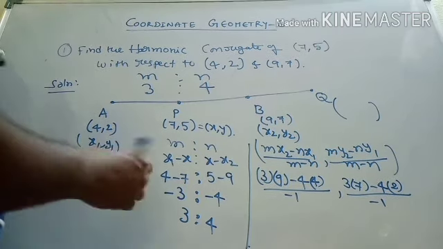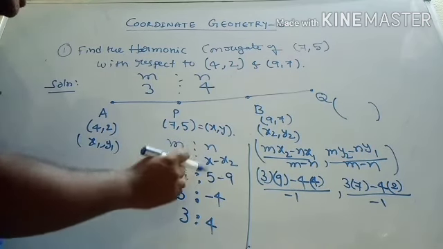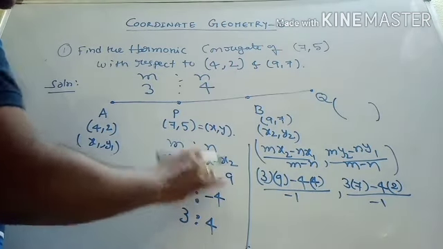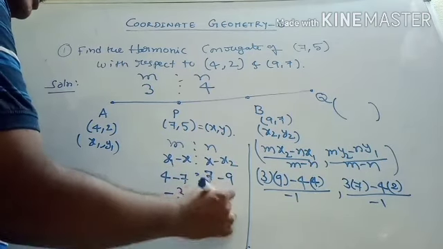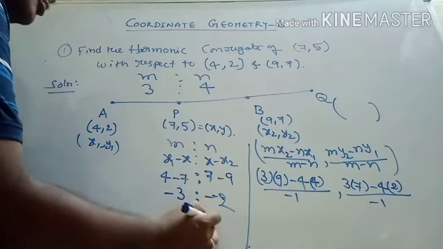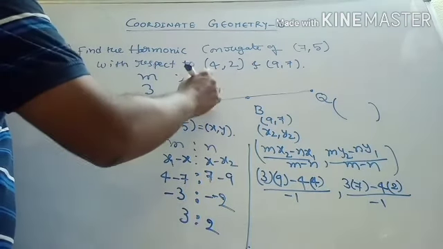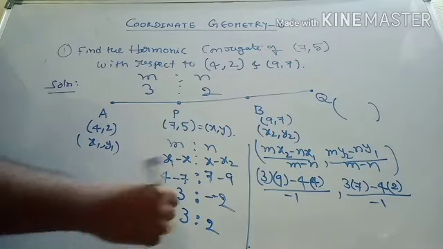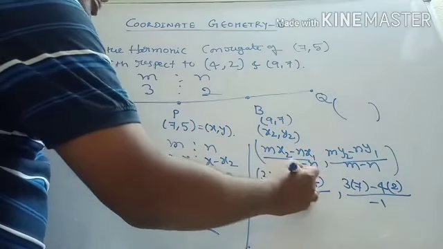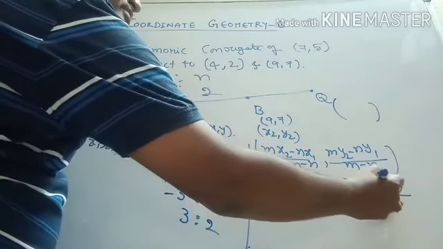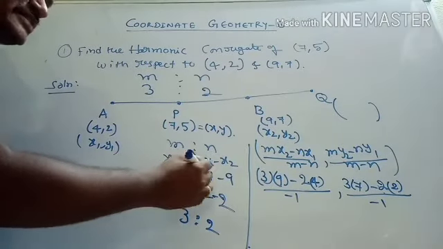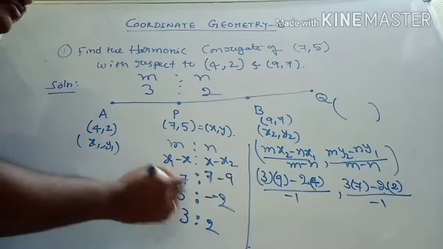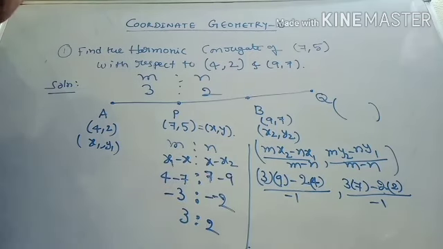Excuse me, sorry, we made a little mistake here. x is 7, and x minus x2 is 7 minus 9, that is minus 2. Minus 3 is to minus 2, so the ratio is 3 is to 2. If it is 3 is to 2, then in the place of n we need to take 2, here also in the place of n we need to take 2. We made a small mistake.